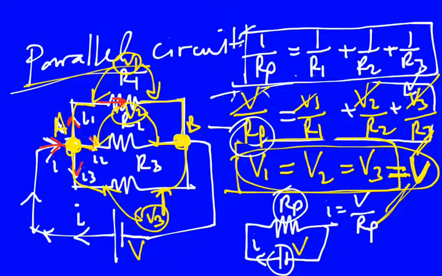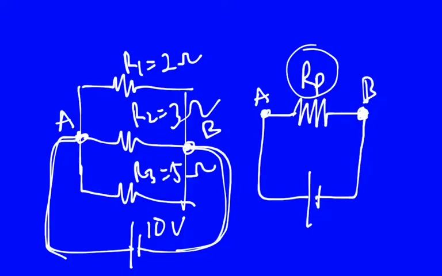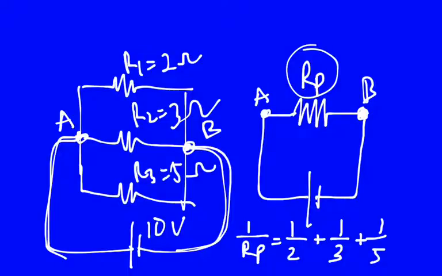But be careful, we still have 1 over R parallel. Therefore, when you calculate this, you need to invert it at the end. Okay, now let's go back to our circuit. So, if we want to calculate this RP, and you have R1, R2, R3 connected in parallel, therefore 1 over RP has to be 1 over R1 plus 1 over R2 plus 1 over R3. Okay, so let's calculate this first.